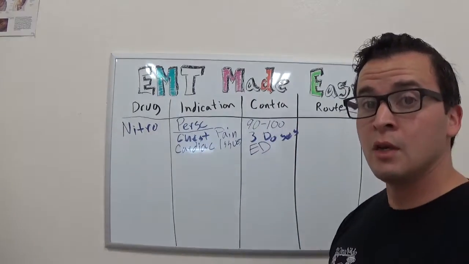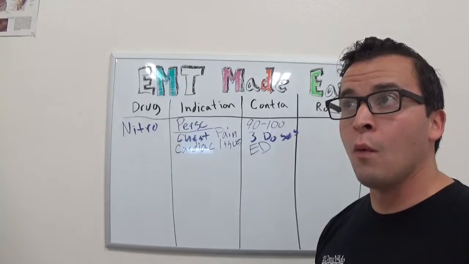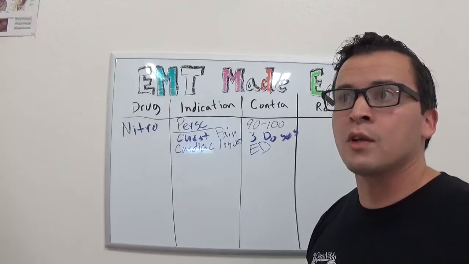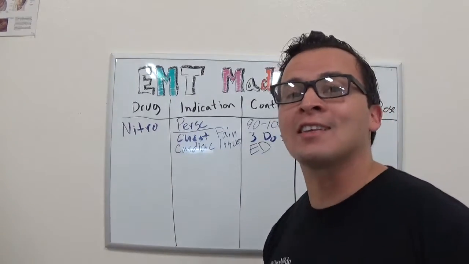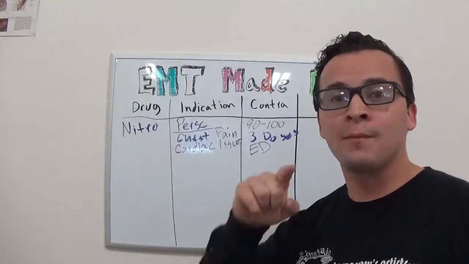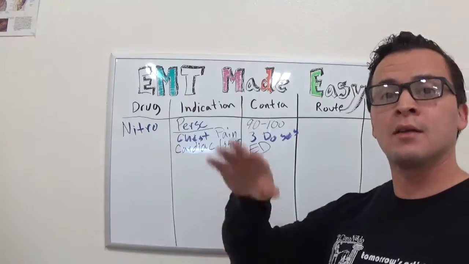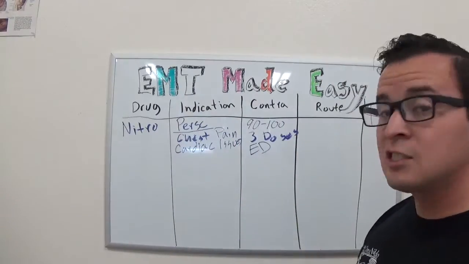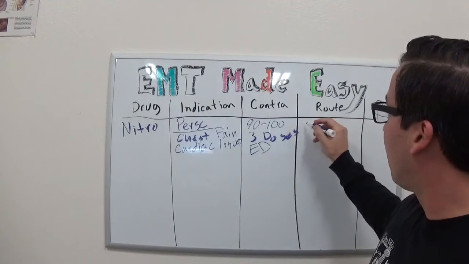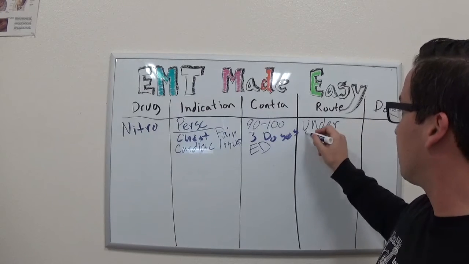Now the route. For EMTs, nitroglycerin is always going to be given sublingually. So what does sublingually mean? That means underneath the tongue, sublingually, sub on the bottom, lingually, the lingua. If you know a little bit of Latin, maybe Spanish, Italian, whatever, it makes this easier. It makes medicine a lot easier. All right, so sublingually. So I'm just going to make it easy, under the tongue.